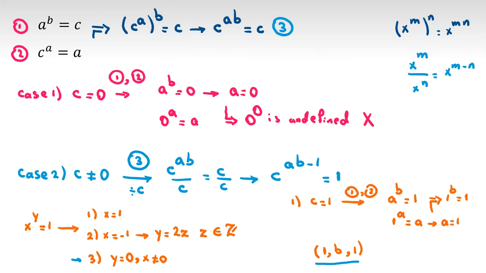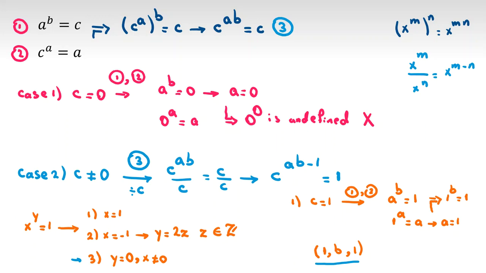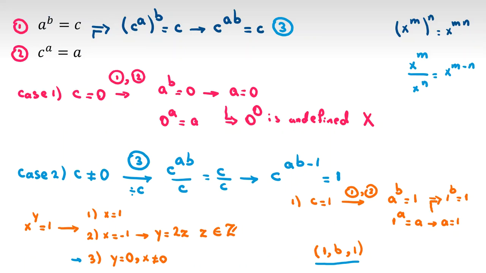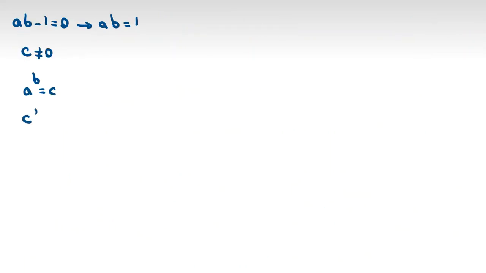The power should be 0 and the base shouldn't be 0. Okay, y equal to 0, the power should be 0. This one should be 0. So ab minus 1 should be 0, and c shouldn't be 0, the base. From this part, you conclude ab equals 1. And if you consider a to the b equal to c, and c to the a equal to a, we have these two equations, number 1 and 2.